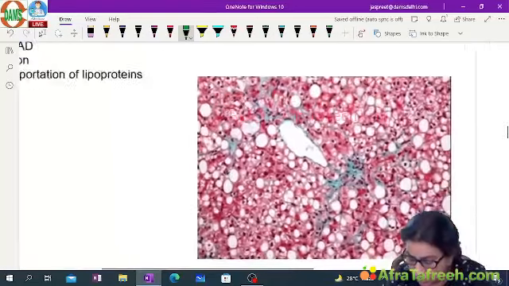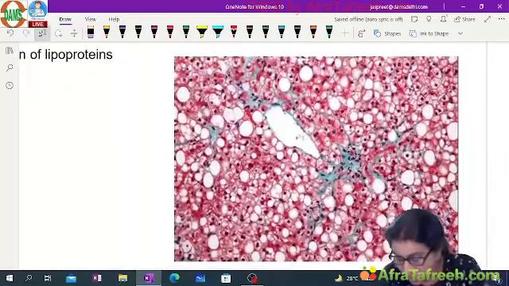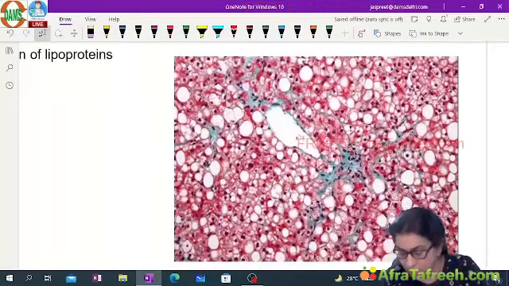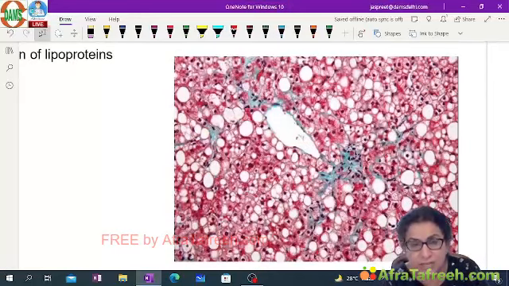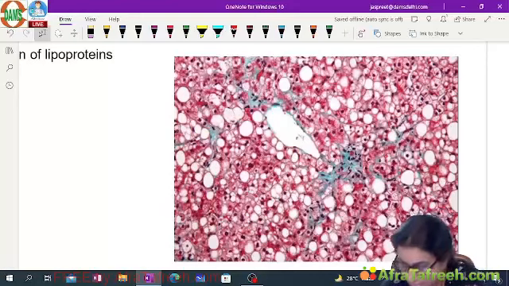I am zooming the picture. First tell me the stain. Second, what abnormalities do you see in this picture? Tell me two abnormalities that you see. Please write down, then we will see the options. First, which is the stain? I have already shown you this picture, and I wrote the name of the stain there also. And what two abnormalities are you seeing in this picture? Please write down on the chat.